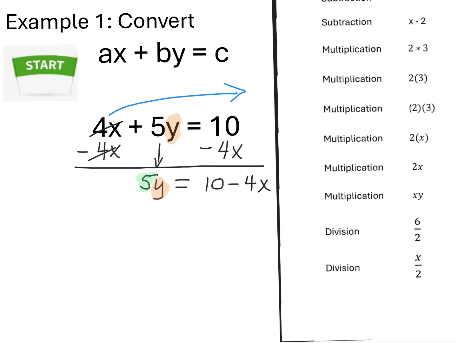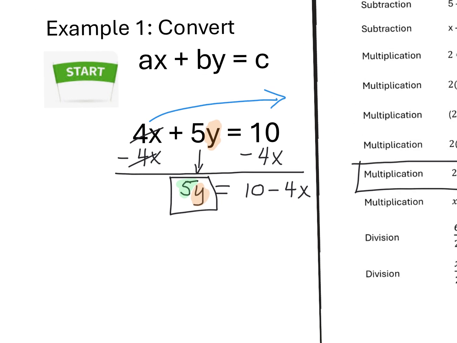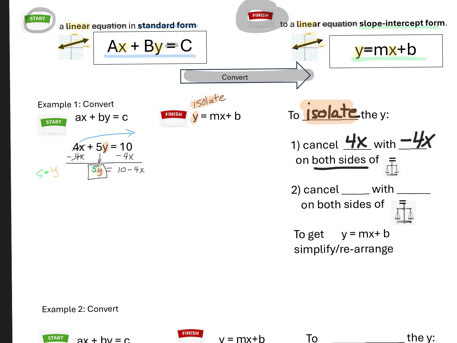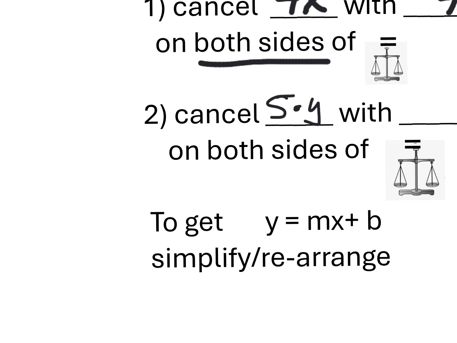When you have two things that are sitting next to each other, that means multiplication. So this actually means this. So this means 5 times y. So how do I cancel a 5 times y? Well, the inverse, oh, that's messy. There we go, that's a little neater.